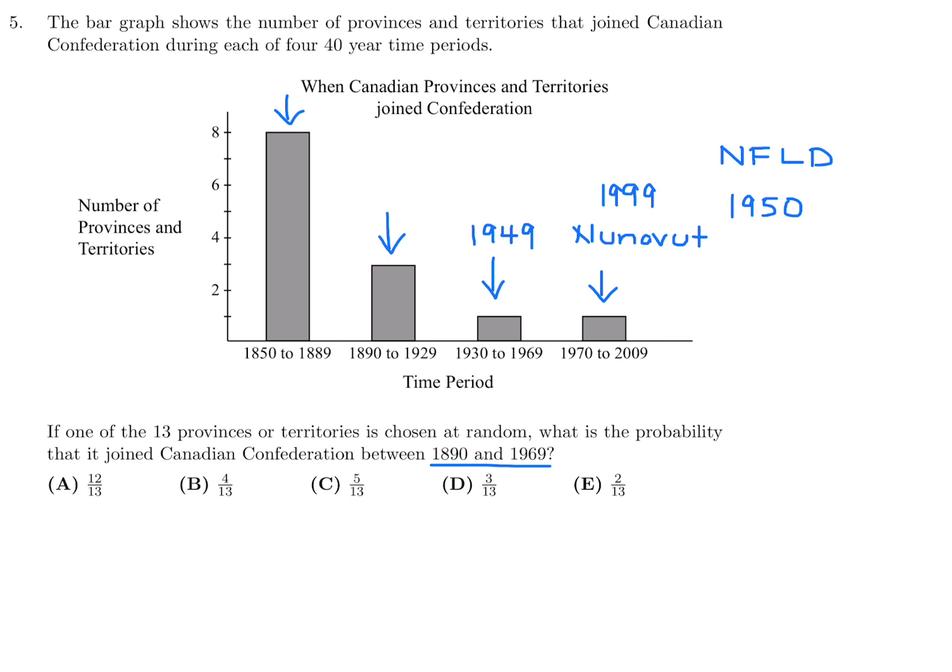How many joined in 1890 to 1929? From this bar graph, it looks like 3. And then how many joined in this time period? Well, it was just 1. And that was Newfoundland. Not that you need to know that, but I just wanted to mention it. So 4 joined in that time period, and the total, they tell you, is 13. So 4 out of 13 is the answer to this question. Number 5 is B.